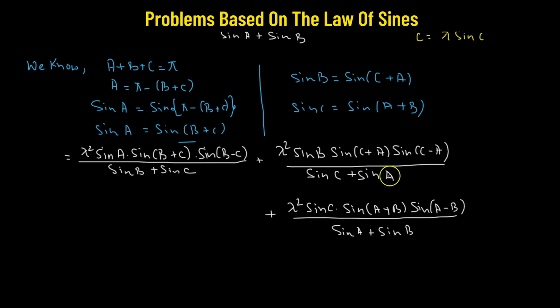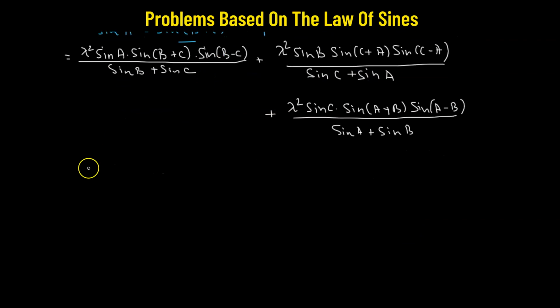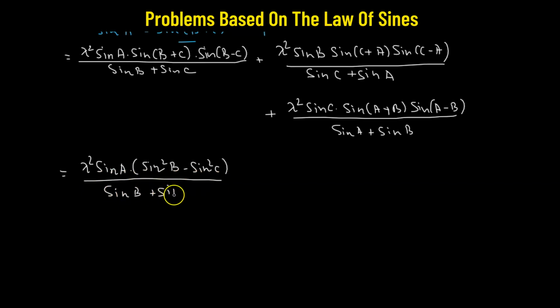Fine. Now the whole reason why we wrote it in this particular fashion is that now we have in the numerator of the first term lambda squared times sine A, the product sine B plus C times sine B minus C. So that's actually the factorization, or the expansion, of sine squared B minus sine squared C, whole divided by sine B plus sine C.